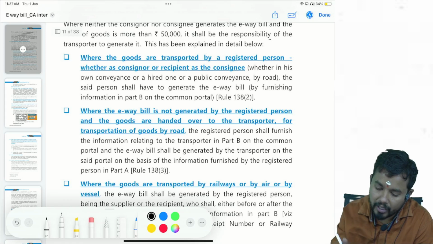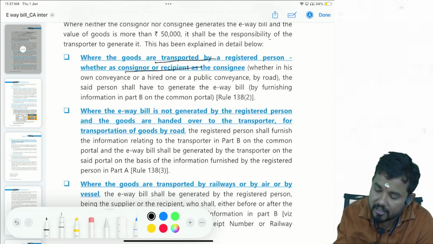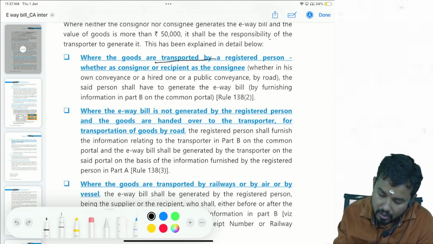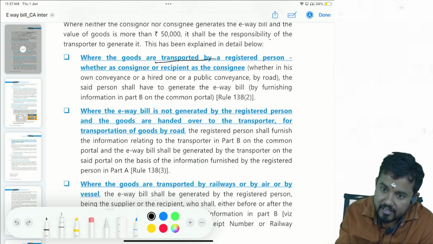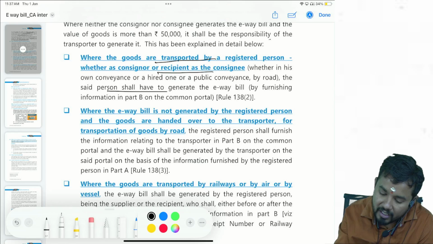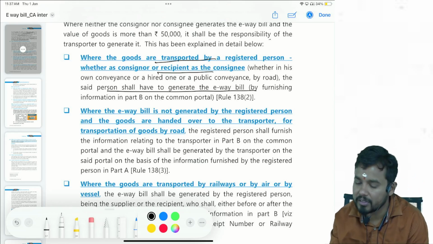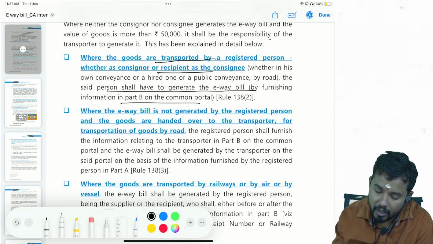Look here. Where the goods are transported by a registered person, whether as consignor or recipient as the consignee, the said person shall have to generate the e-way bill. The said person has to generate the e-way bill by furnishing information in Part B on the common portal.